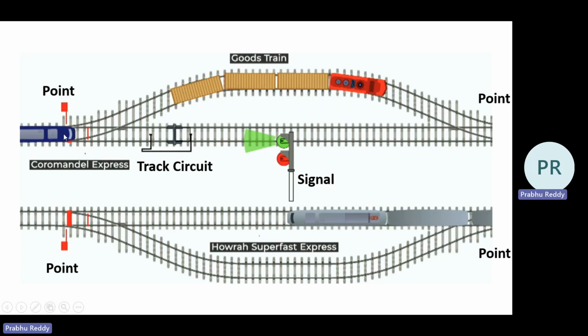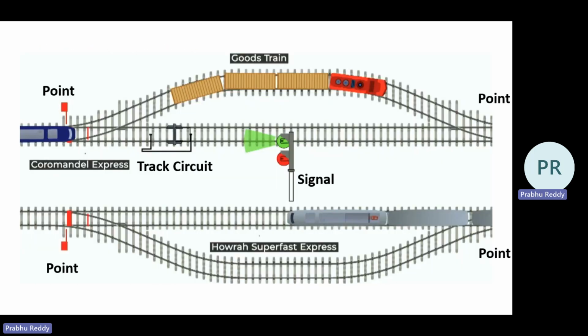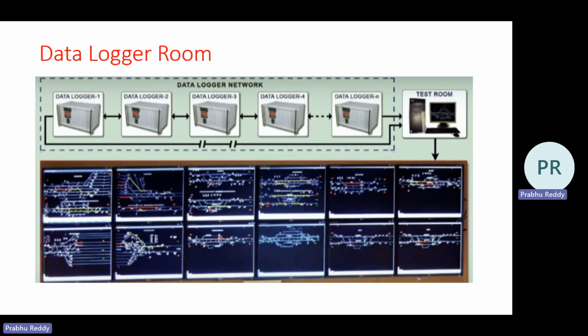This train has to move in a straight line. We will see later what exactly happened on the 2nd of June, in the train crash in Odisha. Just a second. All the data from the track circuit, the signal and the point, these three components of the interlocking system, will be given to the data logger room, wherein all the activities are performed, monitored and controlled.